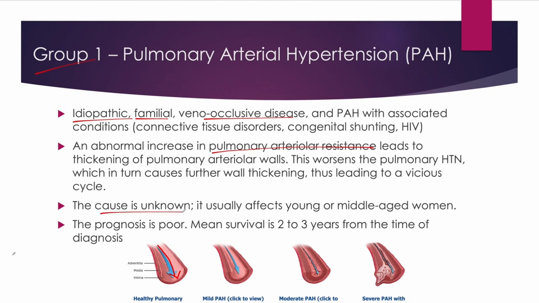We don't know what the cause is. It's idiopathic, but it usually affects young to middle-aged women, and doesn't have a very good prognosis. Mean survival is 2 to 3 years. There are some newer medications that are given for this. It's one of the few that has an actual treatment for it, and we'll talk about that a little bit more in a couple slides.